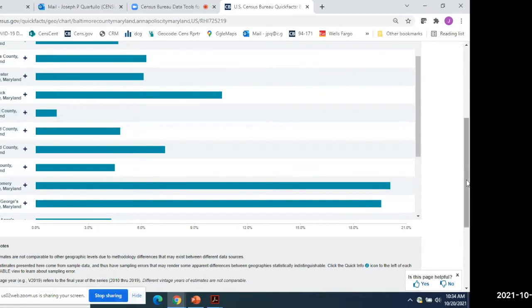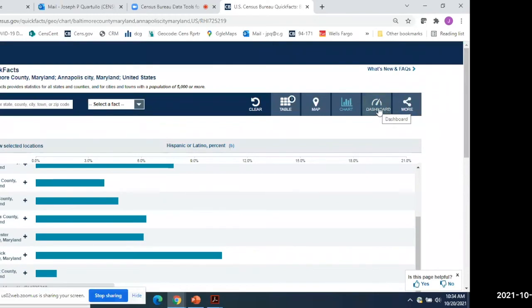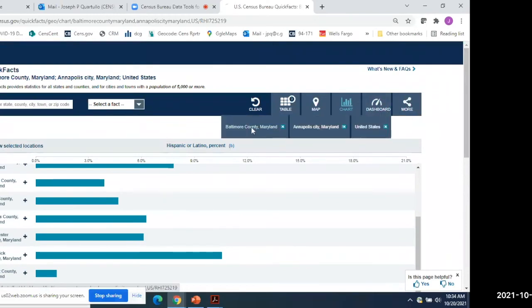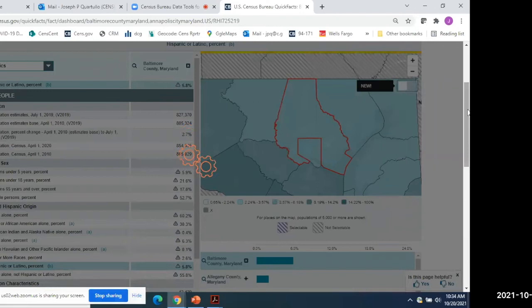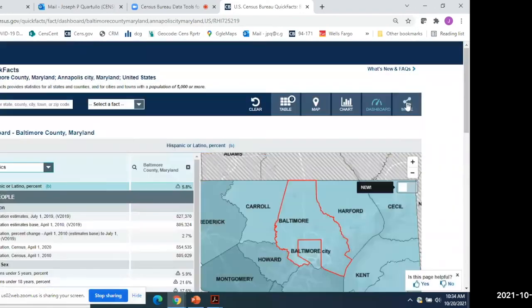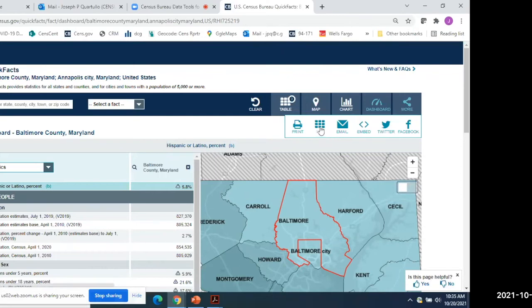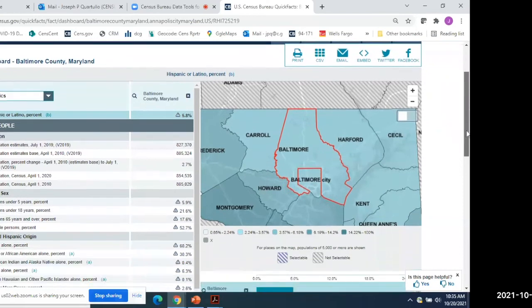So you can look at the data in a table, you can look at it in a chart, and you can also look at it in a map. And if you wanted to, you could click dashboard and you'll get all three in the same page. So on the dashboard, you get the table, the chart, and the map. First I should say, if you click more, you can email this. You can take whatever's in the table and put it in a CSV file, then change it over to Excel. You can embed this page in a website, or you could share it on Twitter or Facebook. So lots of functionality, or flexibility, I should say, when it comes to Quick Facts.